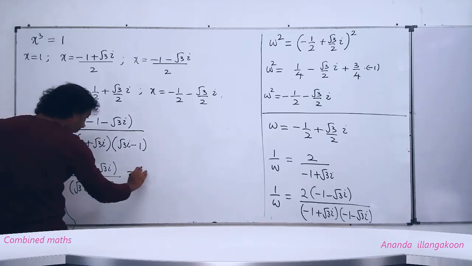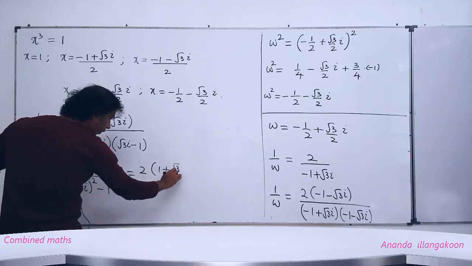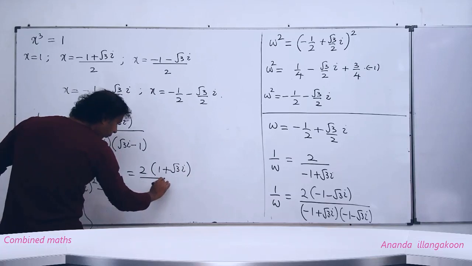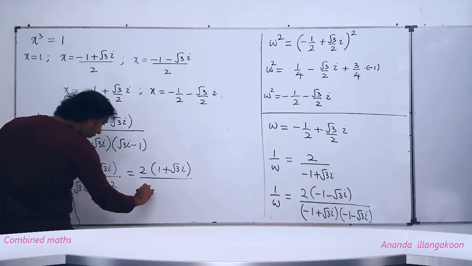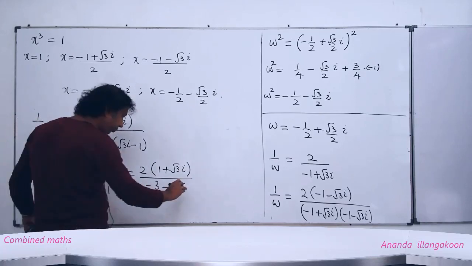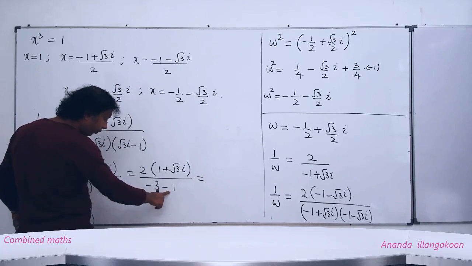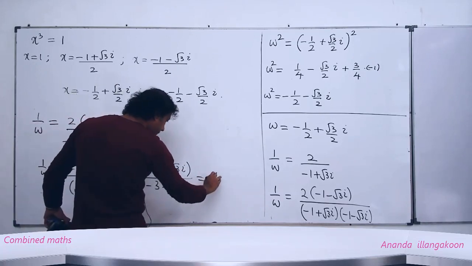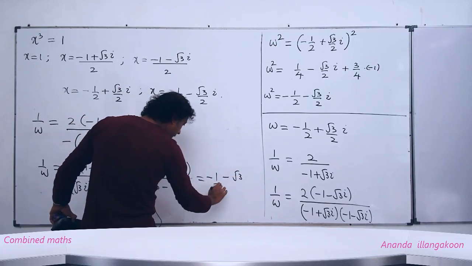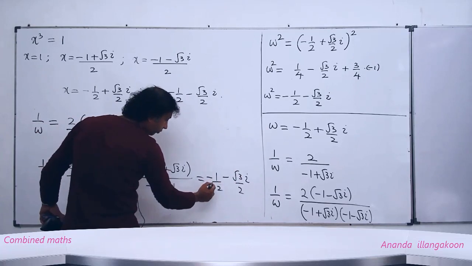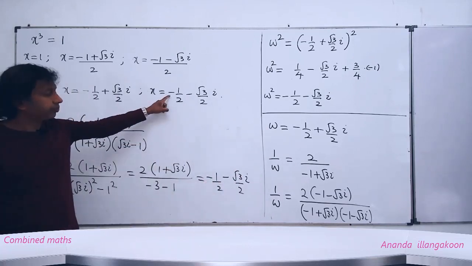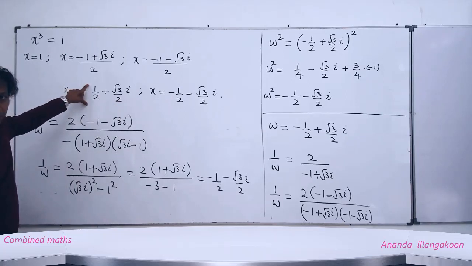Simplify this. Root 3 squared is 3, i squared is minus 1. Minus 3 minus 1. What is this, people? Minus 4 cancel down. Minus 1 minus root 3 by 2 i. What is that, people? Again this, no? If you take this as our omega, its reciprocal 1 upon omega is this.